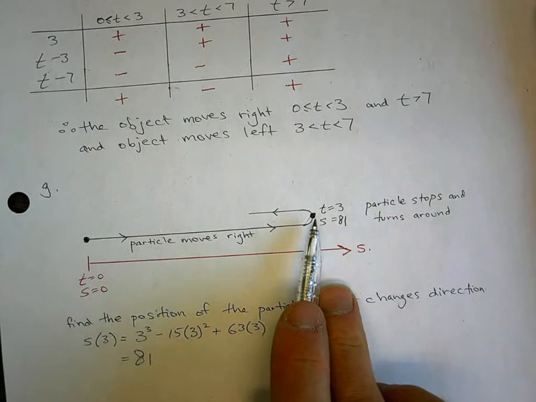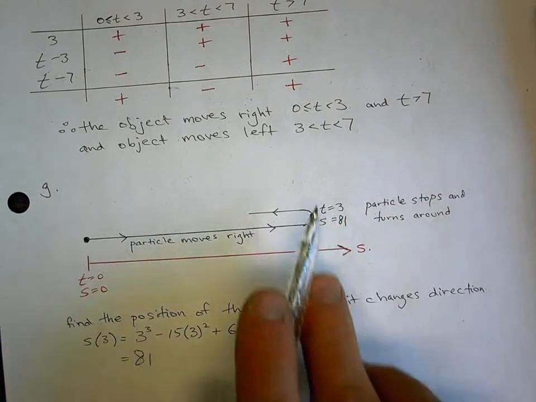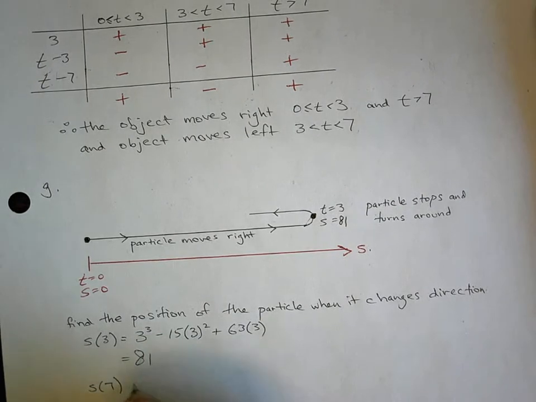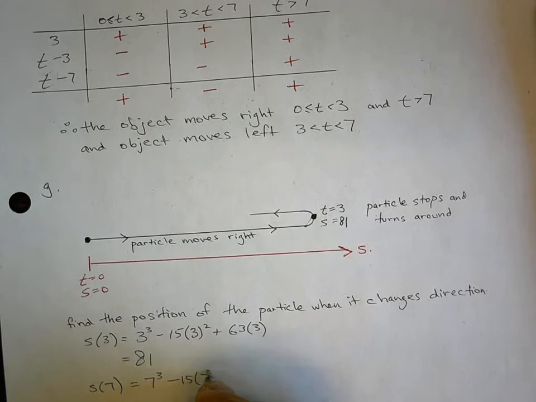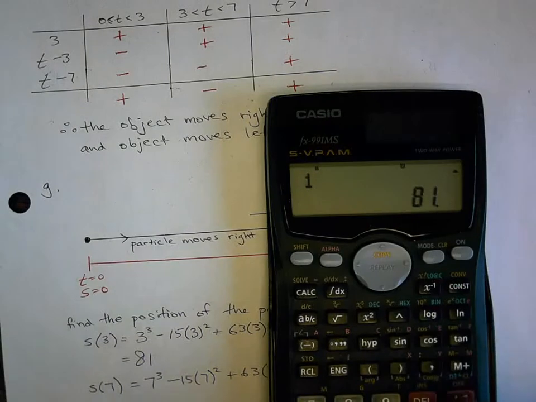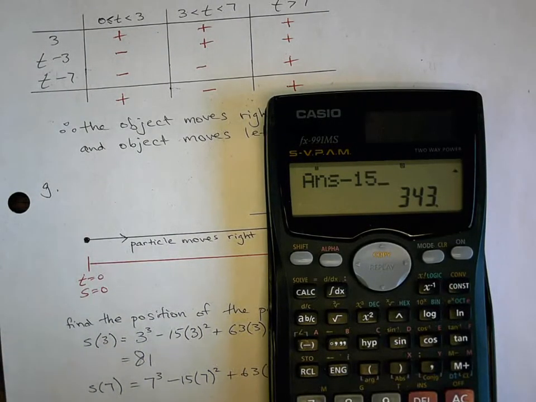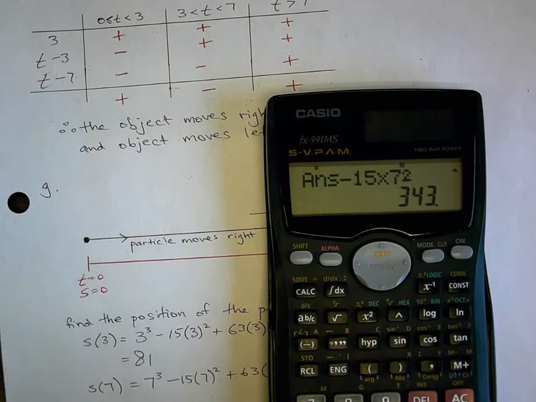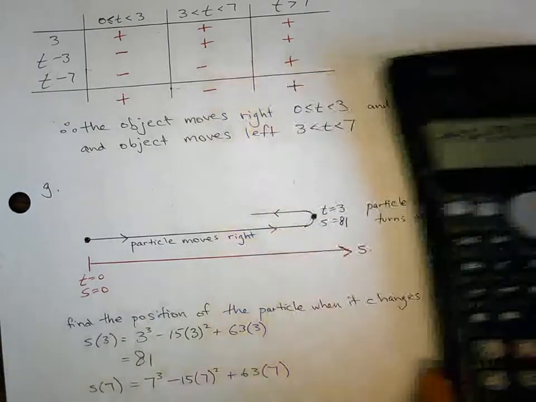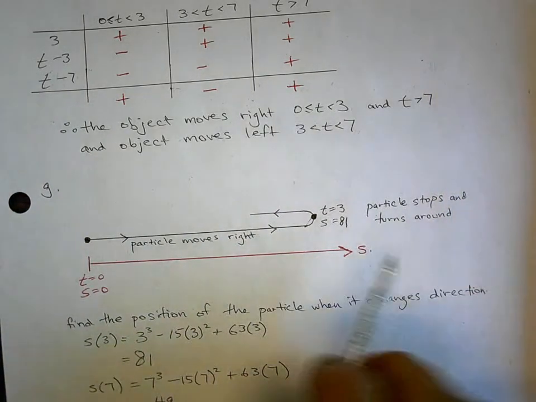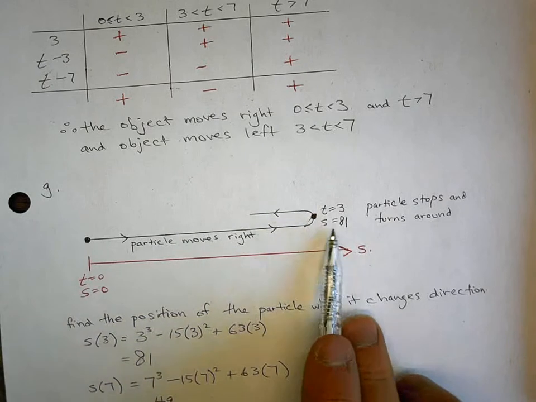Now, I'm heading backwards. What happens at t equals 7? Well, it turns again. But I should figure out where I am at that point. So at t equals 7, I have 7 cubed minus 15 times 7 squared, plus 63 times 7. Let me just do the math on that. Let's see if I get the right answer. Hopefully that's it, 49.